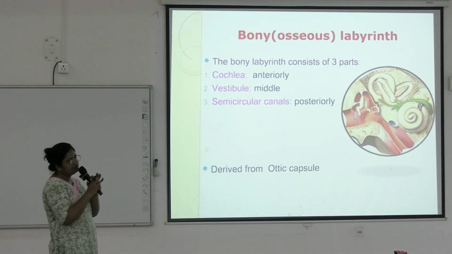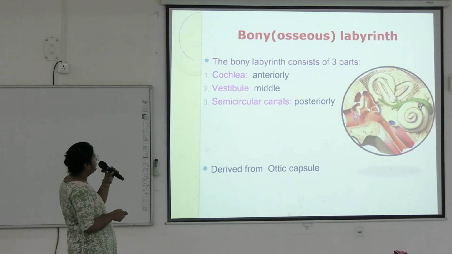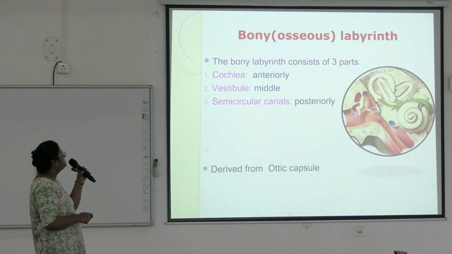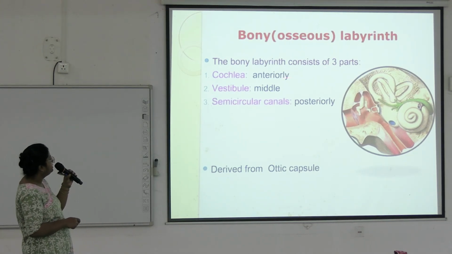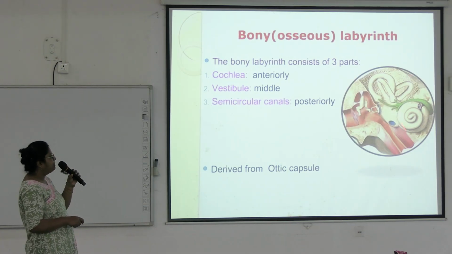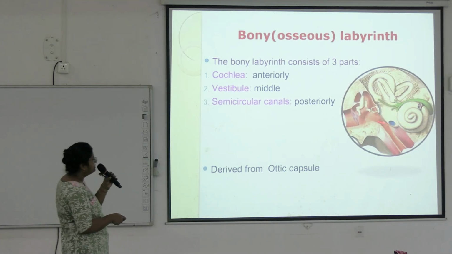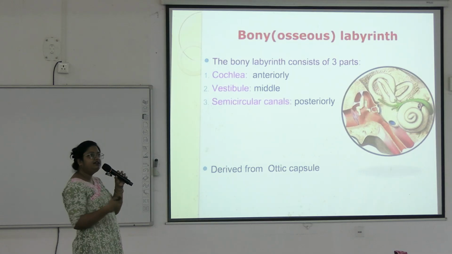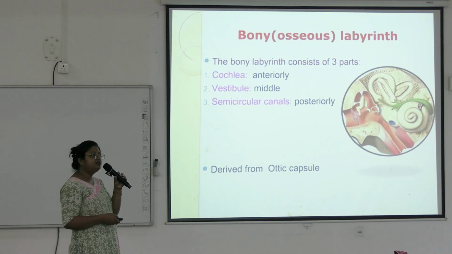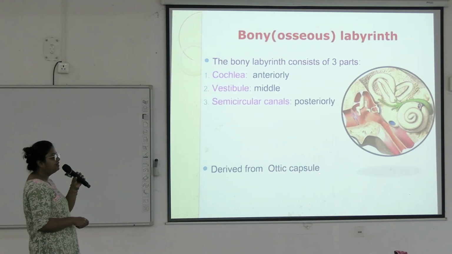Next we are going to discuss the two labyrinths in detail. First is the bony labyrinth or osseous labyrinth. The bony labyrinth consists of three parts: cochlea anteriorly, vestibule in the middle, and semicircular canals posteriorly. See this spiral shaped structure, this is the cochlea. The middle part is the vestibule, and posteriorly there are the semicircular canals. Three semicircular canals are there, and this is the vestibulocochlear nerve, the eighth cranial nerve, connecting it with the brain. The bony labyrinth is derived from the otic capsule.